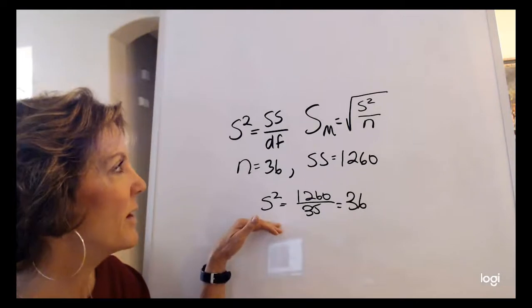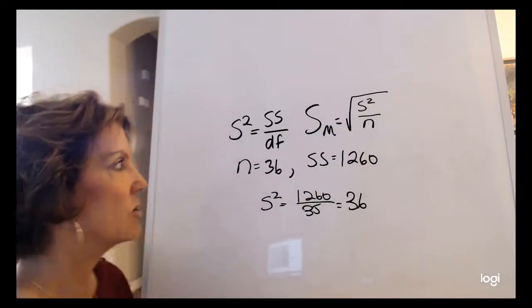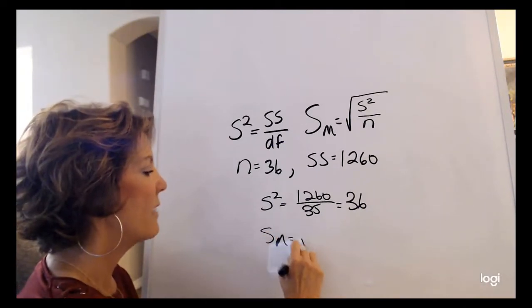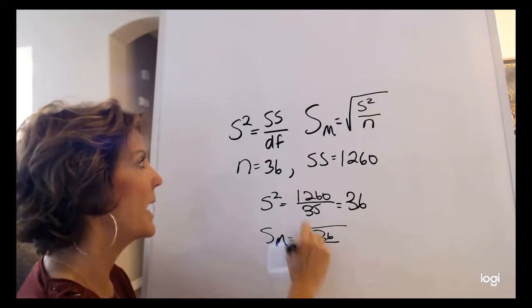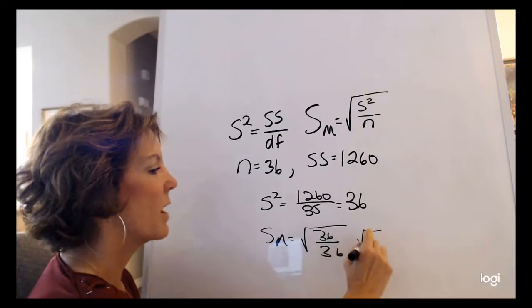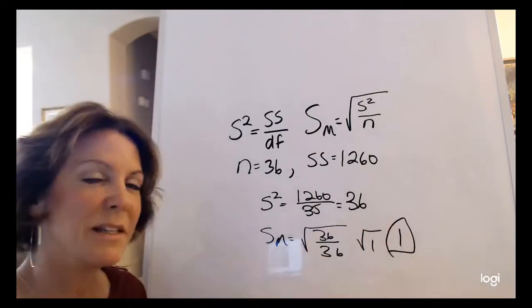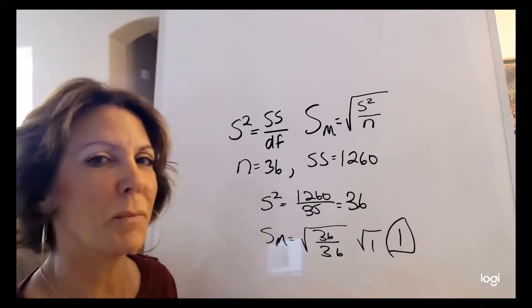Now that I know my variance, I can plug it into the formula for the standard error, the estimated standard error. So for the estimated standard error, I have the square root of my variance, 36, divided by my n, which was 36. So that is a square root of 1, and that means that my estimated standard error for this group is 1. Okay, we're going to try one more.